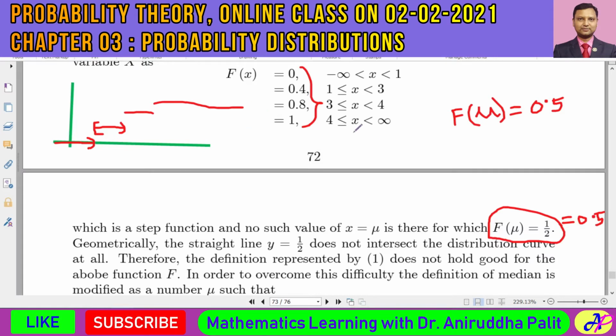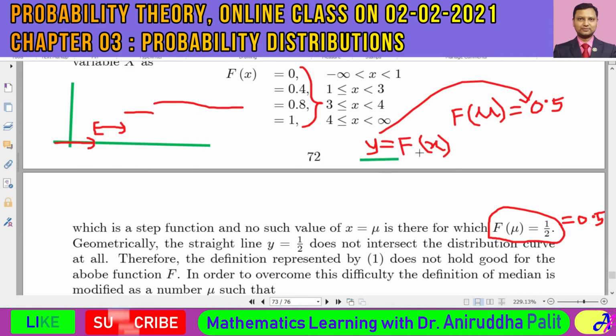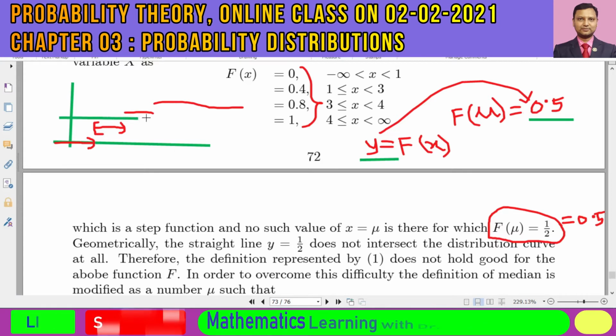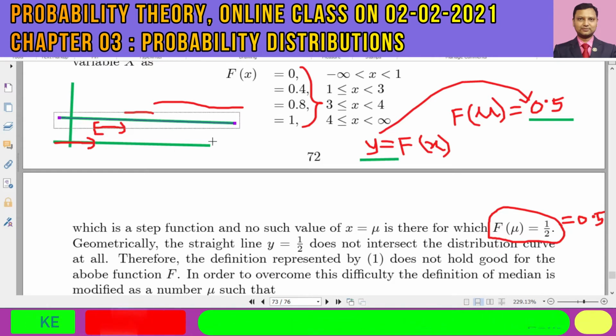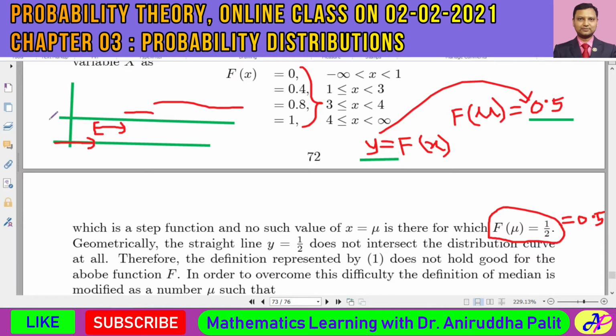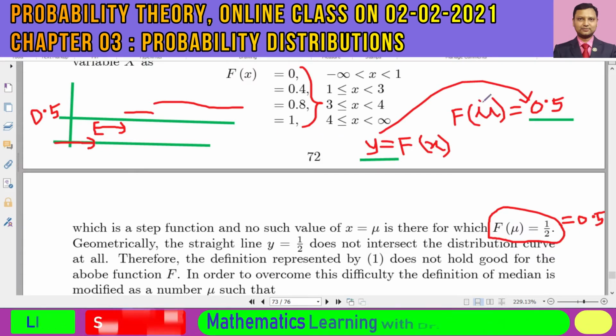The problem is that over here, the quantity F of mu, if you consider y is equal to F of x, in that case for x equal to mu, the value of y should be equal to half. And the problem is that if you want to find the equation of a straight line where y becomes equal to half, that straight line would go through regions in between two steps of the distribution function. This value is 0.5, and this 0.5 does not intersect any of these two steps. Okay, so you see, we would not get any value of mu.